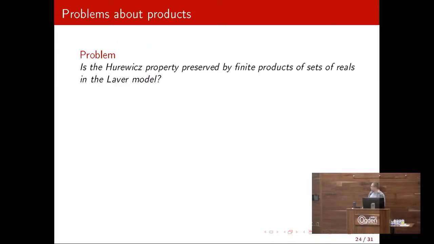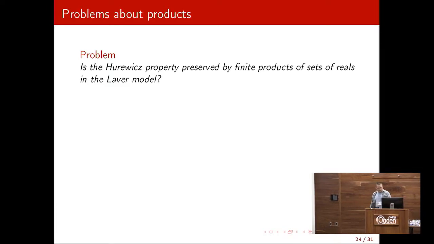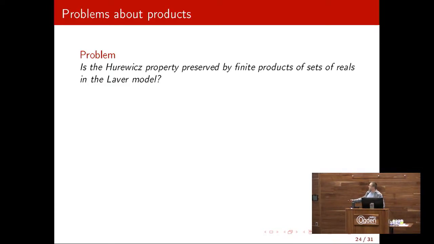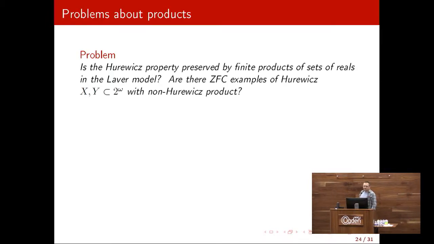Good. Now, which problems remain open? Is the Hurewicz property preserved by finite products of sets of reals in the Lyubomyr model? Remember that we have a very weak answer to it, that the product of 2 must be Menger, but is the product of 2 Hurewicz? Let's go in the other direction. Maybe in ZFC you can have 2 Hurewicz subsets of reals whose product is not Hurewicz.